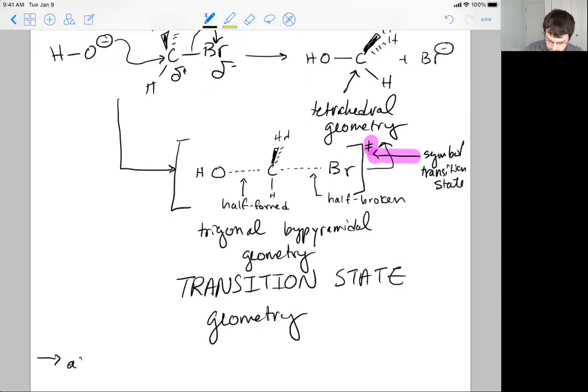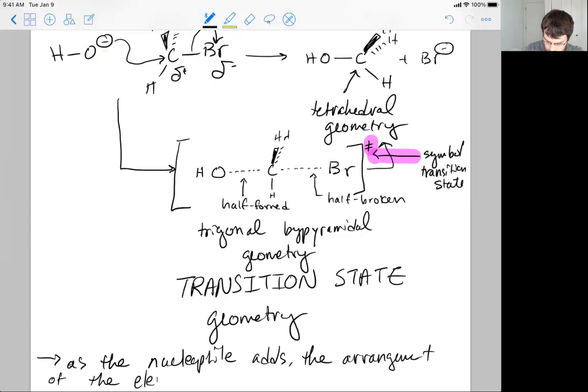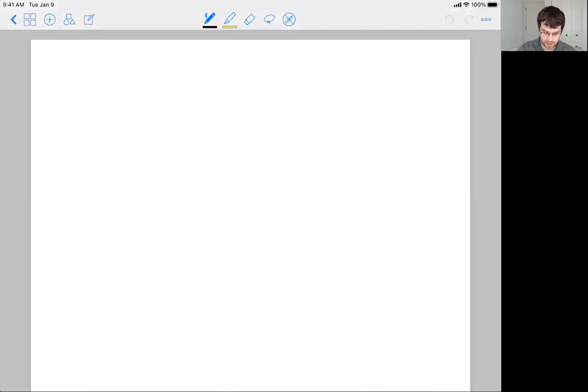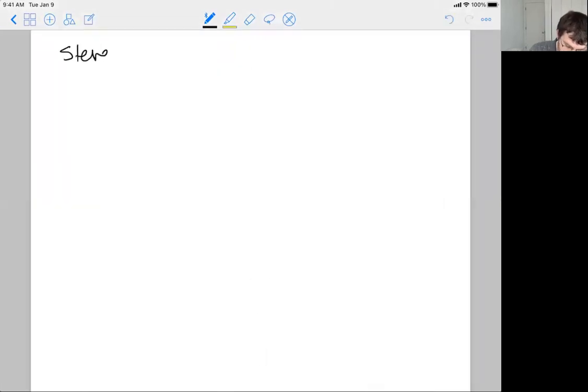So as the nucleophile adds, the arrangement of the electrophile carbon atom inverts. Now, where that's really important and interesting is in the context of stereochemistry. So let's talk about stereochemistry in the SN2 reaction.